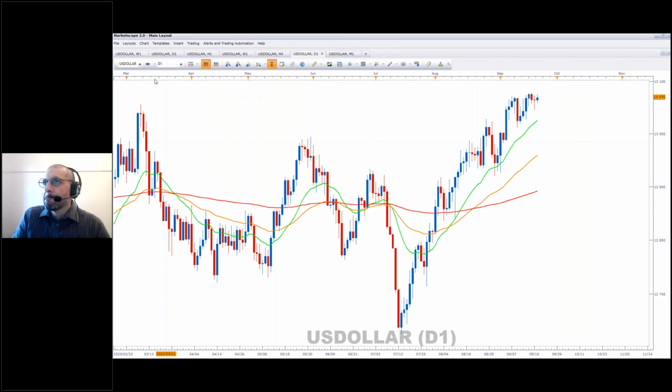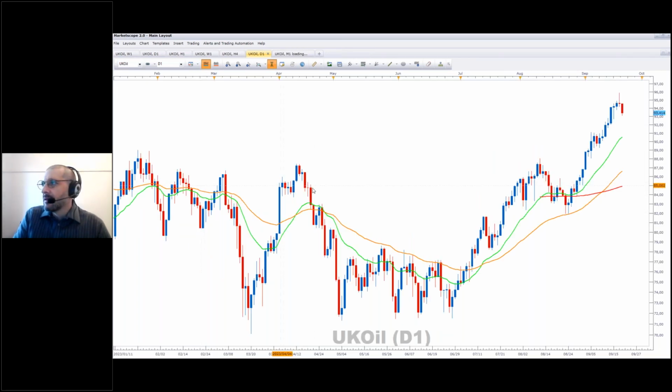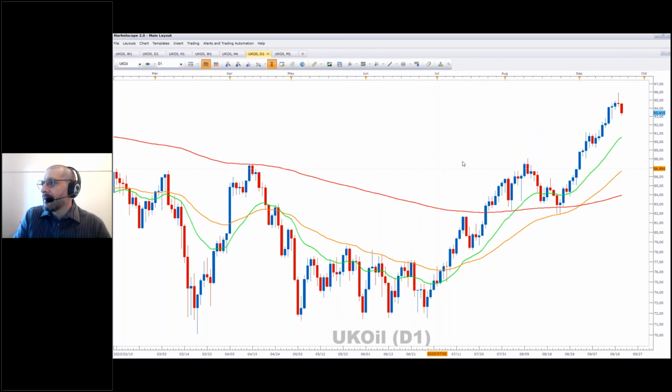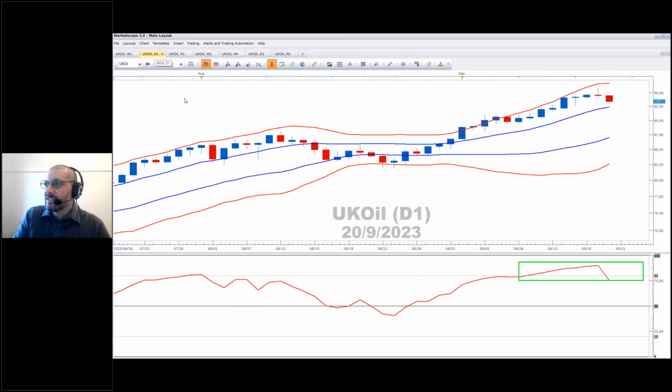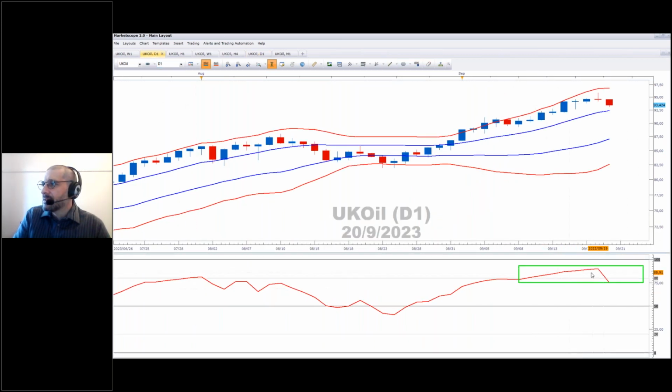So we can actually take a look here at, say, oil, because oil is currently overbought, right? And we can see what's happening. So here is quite a big gap. Okay, so relatively overbought. But let's use an RSI.